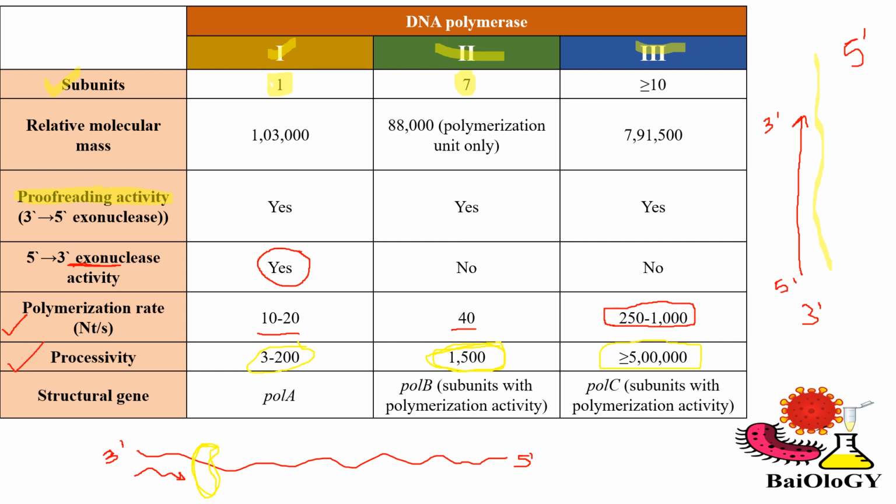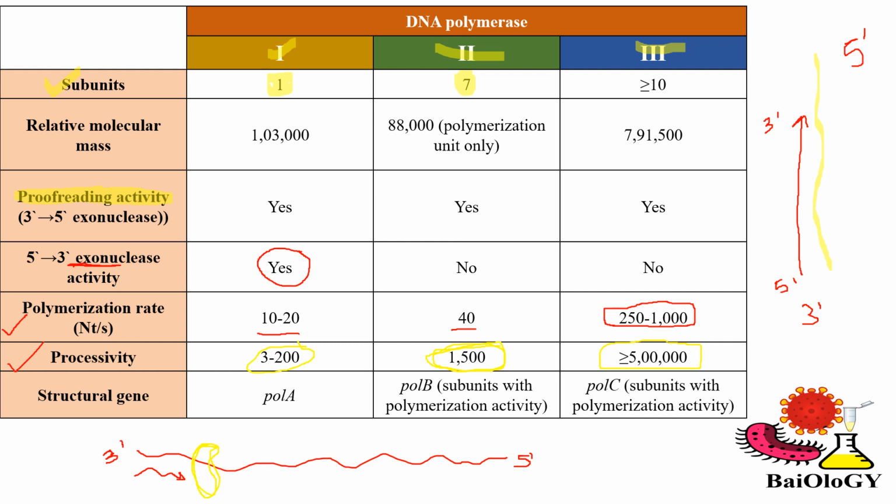So processivity is a very main component, and it is usually provided by one of the subunits in the polymerase enzyme. In the case of DNA polymerase 3, the processivity component is the beta clamp. The beta clamp is responsible for the high processivity of DNA polymerase 3. It can add greater than or equal to 5 lakh nucleotides, and then there is a chance it can detach from the DNA template.